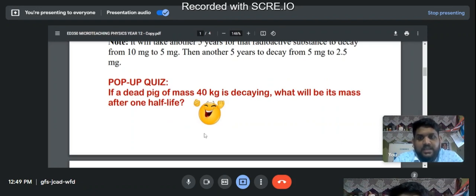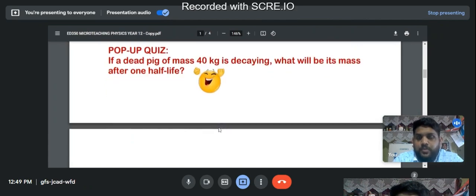Mass is in kg. Mass is not weight. Mass is mass. So after 3 days, for example, it will be 20 kg. Sorry, 20 kg will be remaining. Now that answers your pop-up quiz.